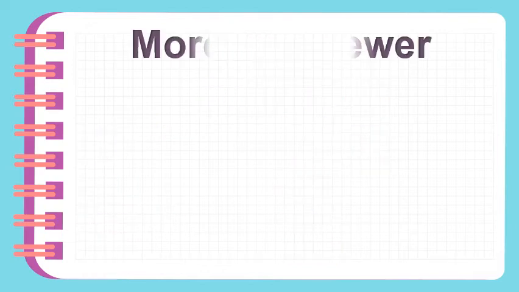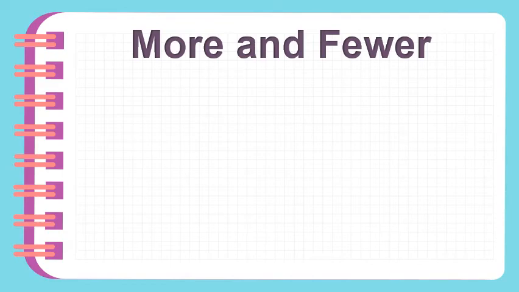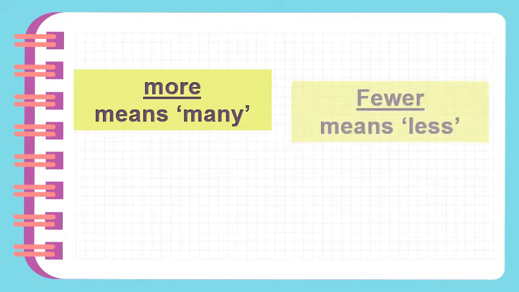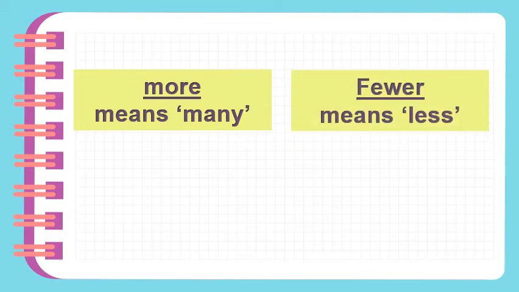Let's learn the words more and fewer. More. Say the word more. When you say more, it means that many. It has a bigger number. And when you say fewer, say the word please, fewer. When you say fewer, it has less than, meaning it has the smaller number.